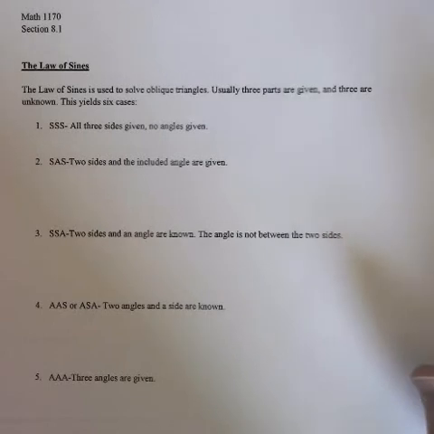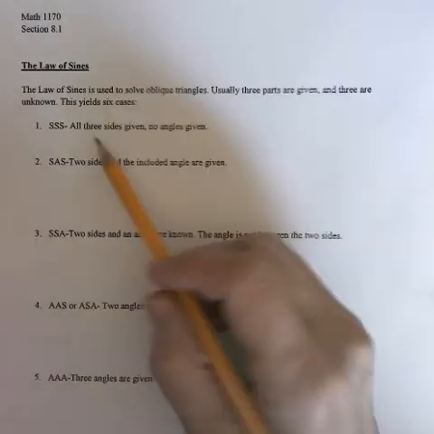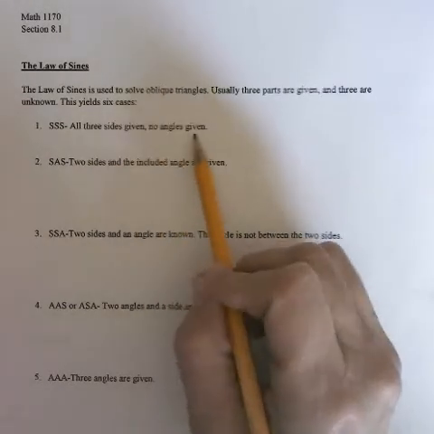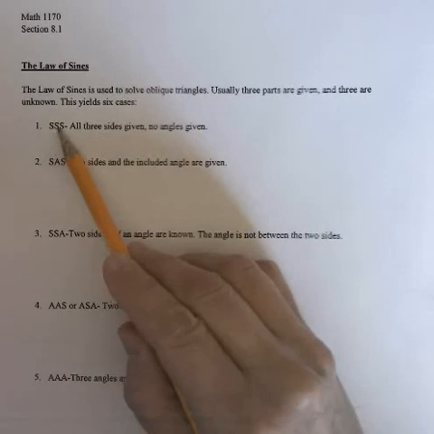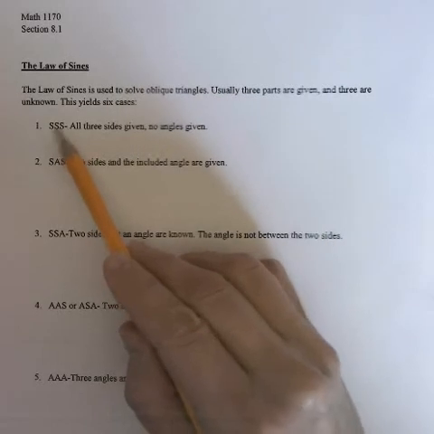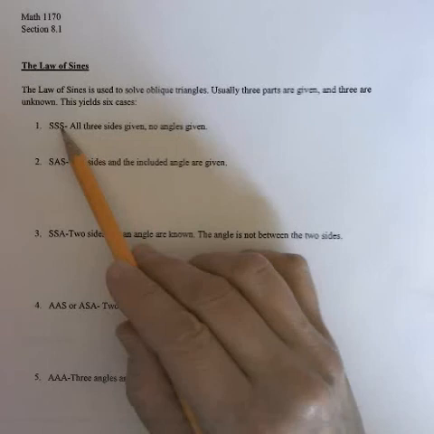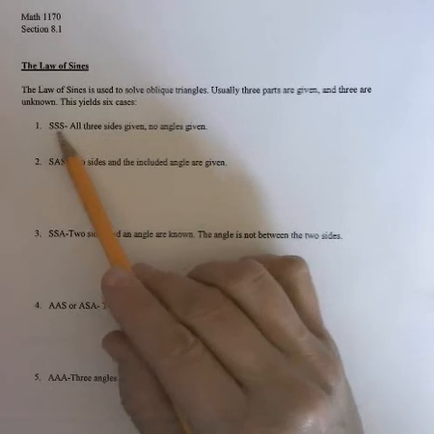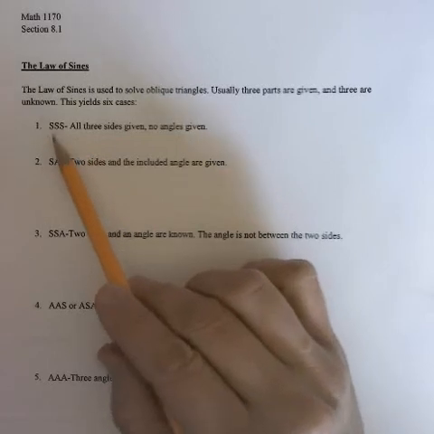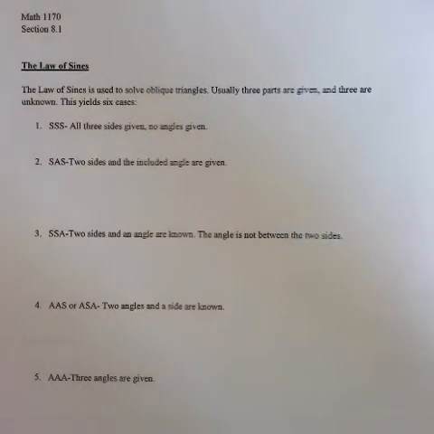The first case is that we have all 3 sides given and no angles are given, and so we'll refer to that as the SSS case. So the letters here, either S or A, stand for side or angle, giving us the information of what part we're given. So SSS means all 3 sides are given, no angles are given.